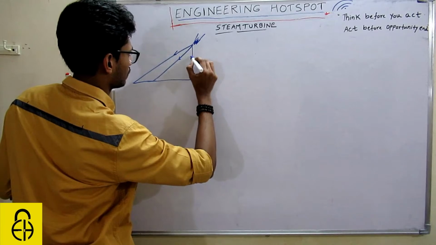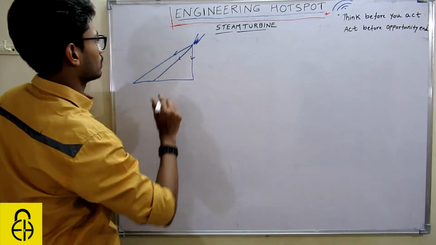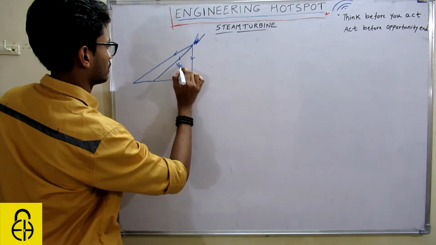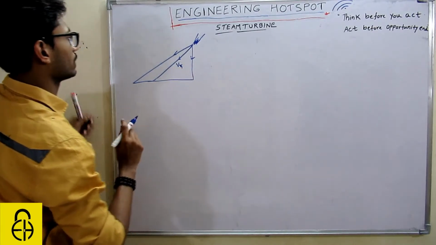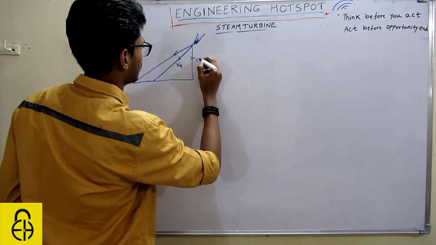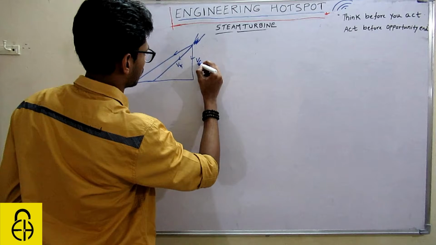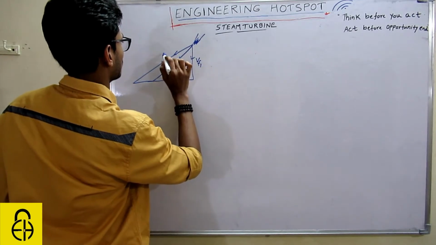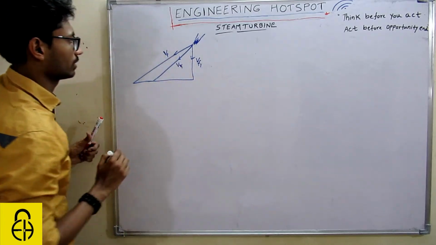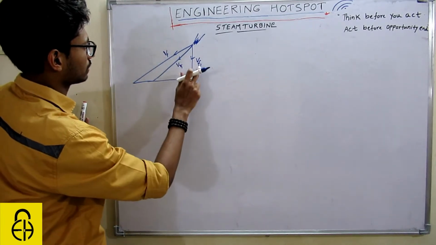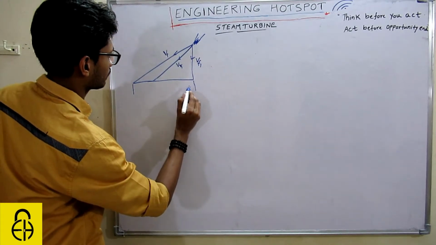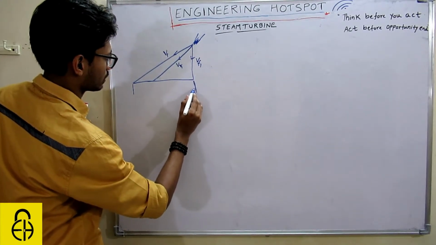The steam will flow basically in this way, VR1. This will be its axial component, VF1. This will be the absolute velocity, V1. Since this is V1 and this is VF1, this complete thing will be our tangential component.